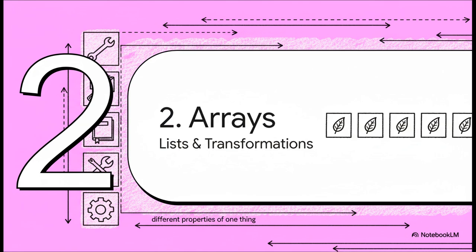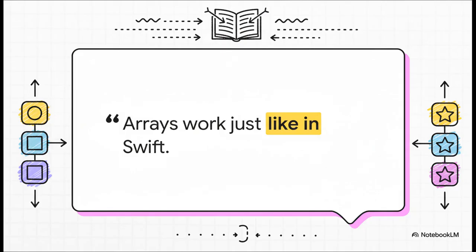All right, on to pillar number 2, arrays. If you think about it, objects are for storing a bunch of different properties about one single thing. Arrays, on the other hand, are for storing a list of similar things. And hey, for any of you coming over from an iOS development background, I've got some great news. That mental model you have for how arrays work in Swift is pretty much the exact same idea here. You already understand the concept of an ordered list of items.